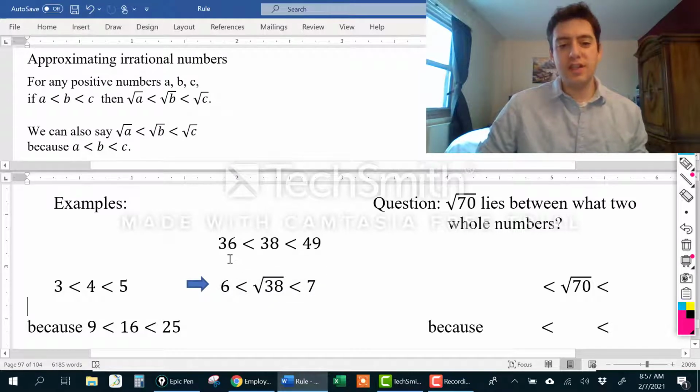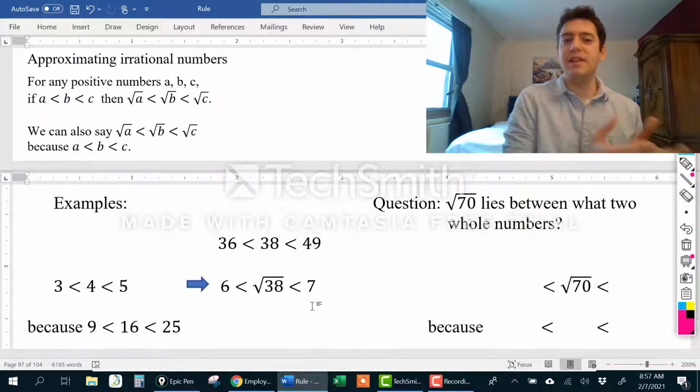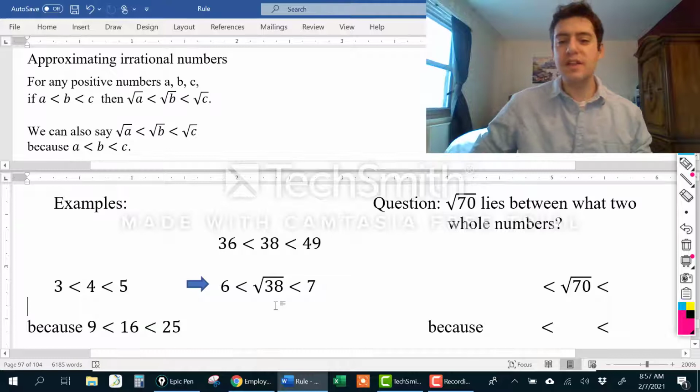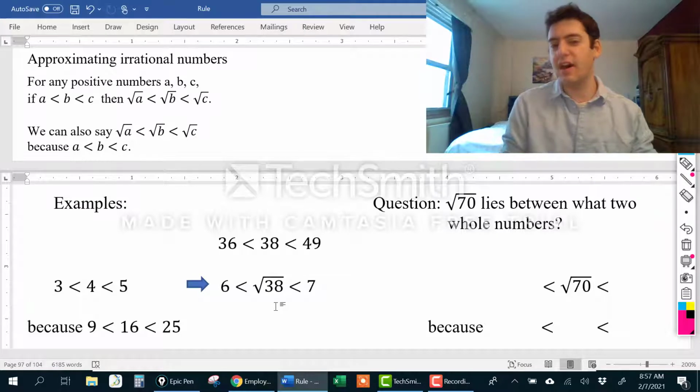So if I know that 36 is less than 38 and 38 is less than 49, then I also know that 6 is less than the square root of 38, and the square root of 38 is less than 7. Or in other words, the square root of 38 is in between 6 and 7. So it would be 6 point something, right? A little bit bigger than 6, but less than 7. All right, so this is an approximation for the square root of 38. Even though I can't give an actual whole number, or even a decimal. Like I can't say it's exactly 6.5 because it's not.